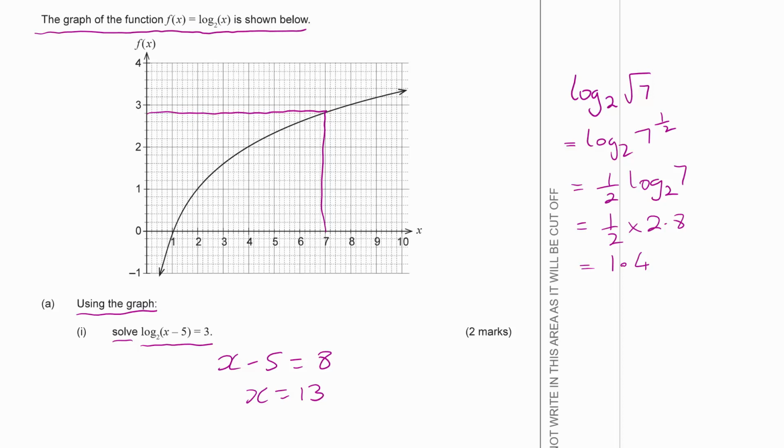Then if we go to 1.4, which is here, and we'll go across and down, that seems to be at about 2.6. So root 7 is approximately 2.6.